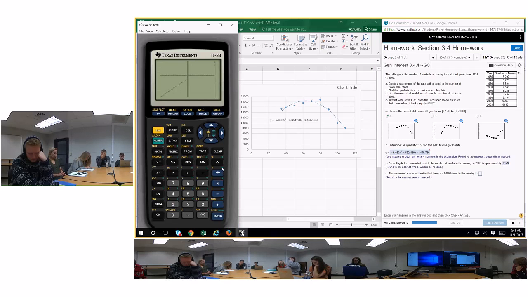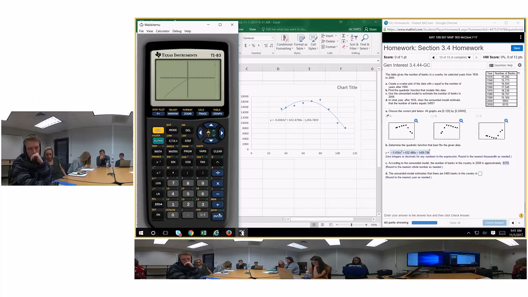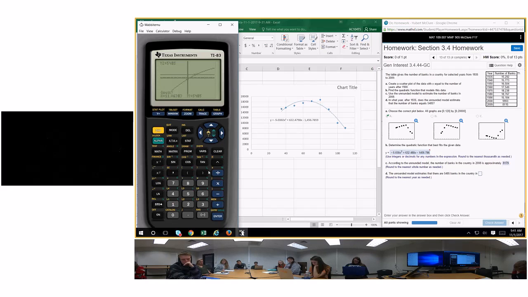There it is. Somewhere in here, you actually see, so zoom out. Just give me a second. Okay, there's your function. There it is. And then do second, calculate, intersect, and hit that one, and hit that one, and then put a guess. Looks like it's right in there somewhere.